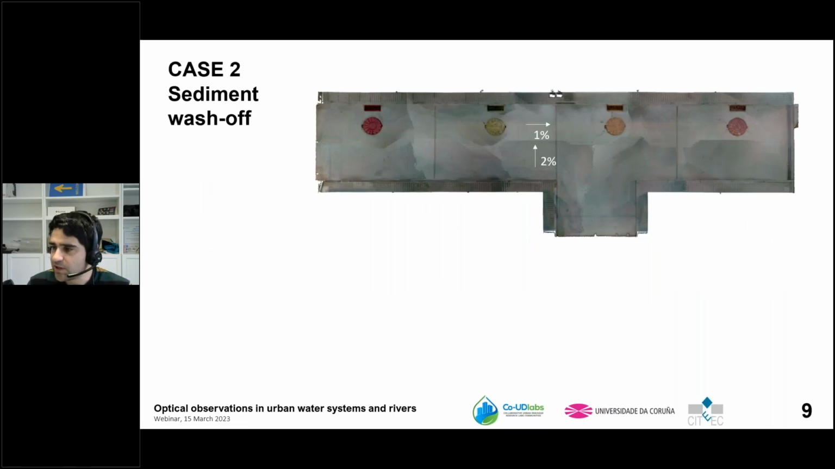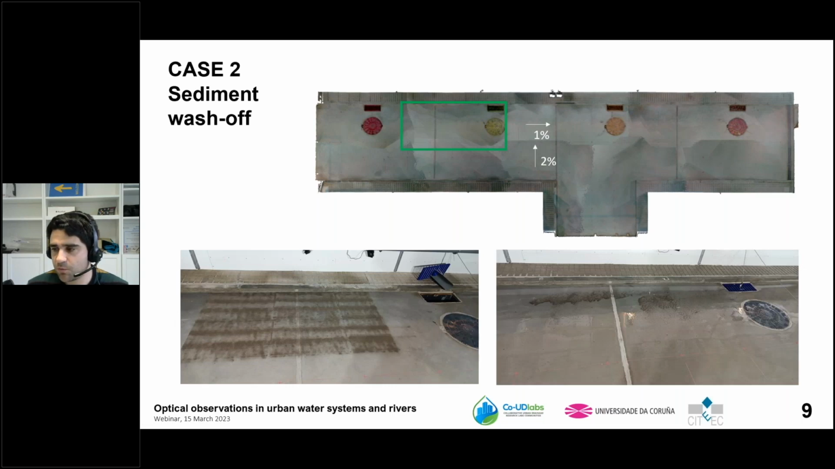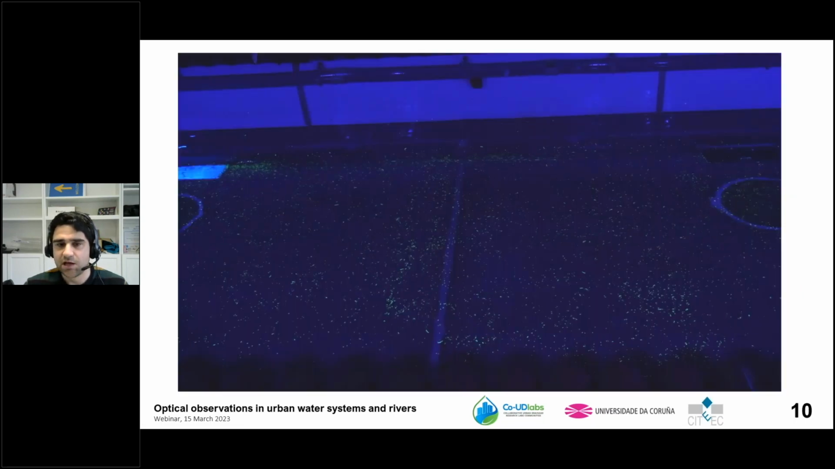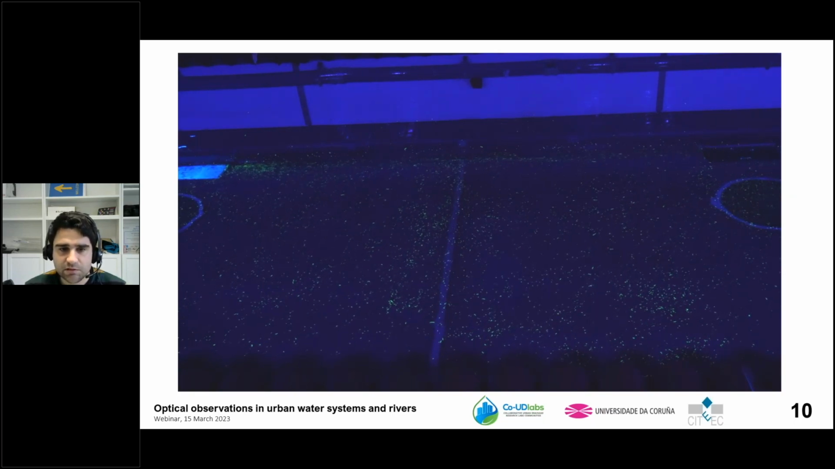Changing to the second case, the wash-off experiments, we have used the same facility, and we now focus on this area where we have distributed different loads and different types of sediments in the curve, and then we make rain and we analyze how these sediments are washed by the rain, and we can take samples here and also do a detailed hydraulic characterization. Inside of this hydraulic characterization, we have performed an LSPIV technique with fluorescent particles.